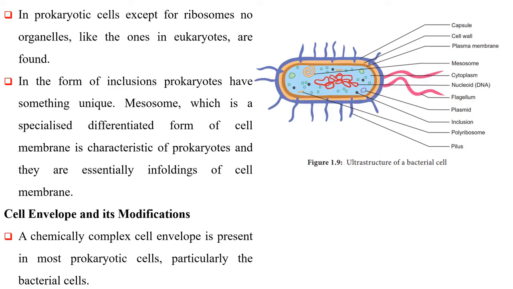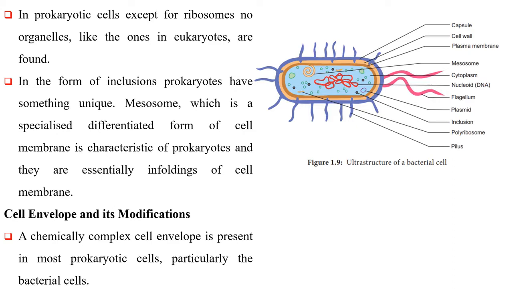In prokaryotic cells, except for ribosomes, no organelles like the ones in eukaryotes are found. In the form of inclusions, prokaryotes have something unique. Mesosome, which is a specialized differentiated form of cell membrane, is characteristic of prokaryotes, and they are essentially infoldings of cell membrane. Cell envelope and its modifications.